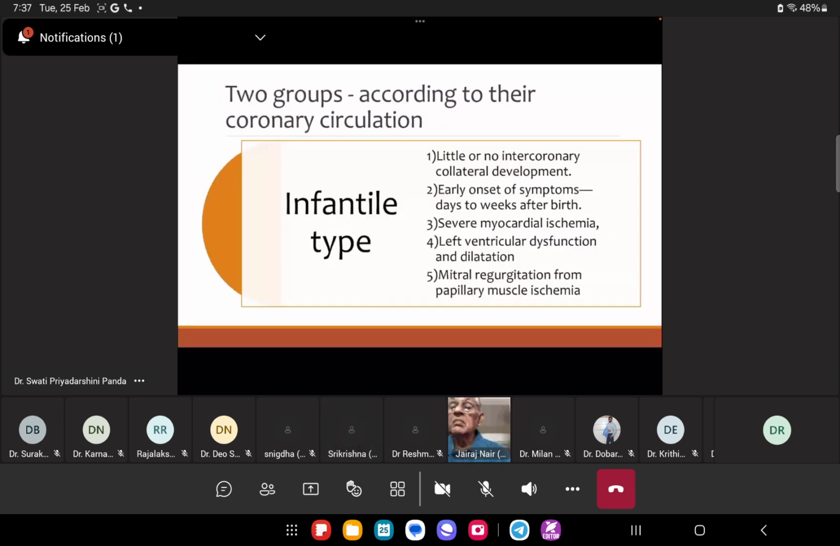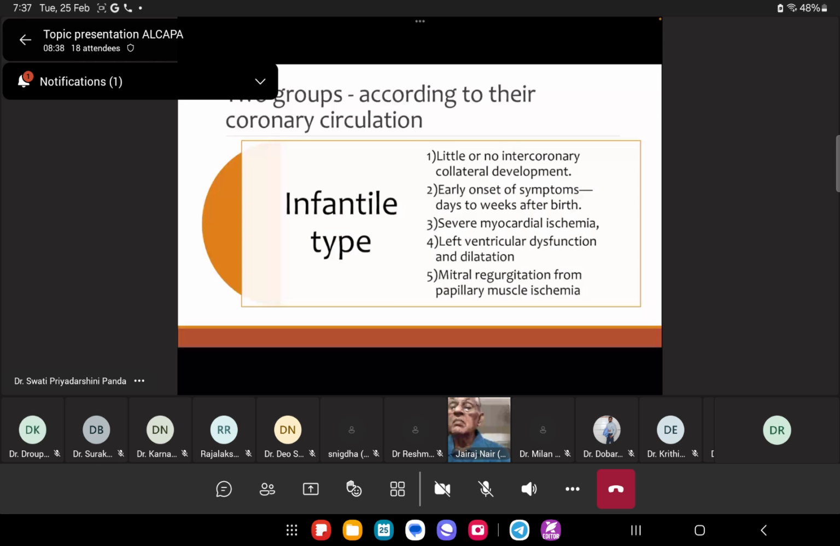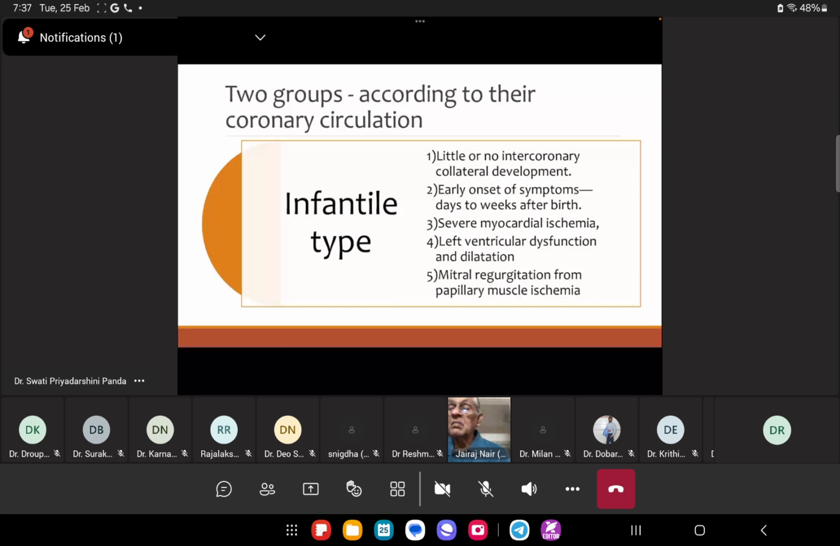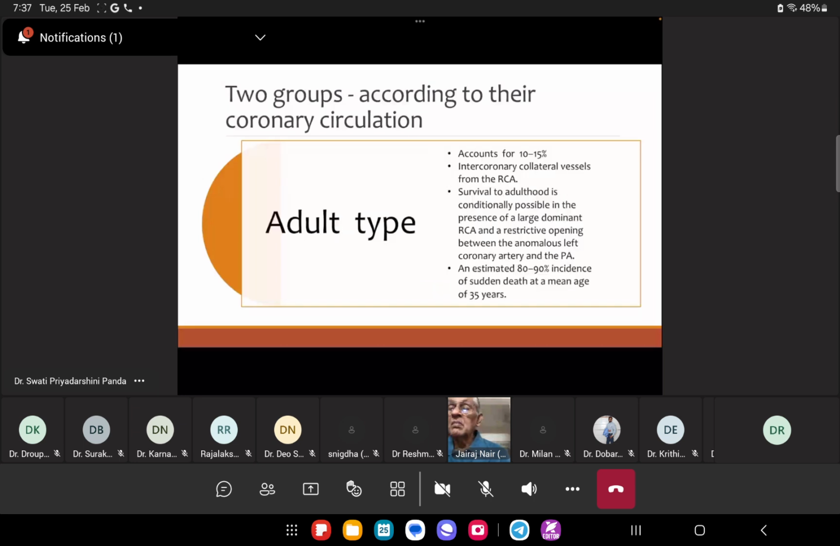Two groups according to their coronary circulation. One is infantile, one is adult type. In infantile, little or no intercoronary collateral development is present. Early onset of symptoms, days to weeks after birth, severe myocardial ischemia, left ventricular dysfunction and dilatation present, mitral regurgitation from papillary muscle ischemia. And the adult type accounts for about 10 to 15%.